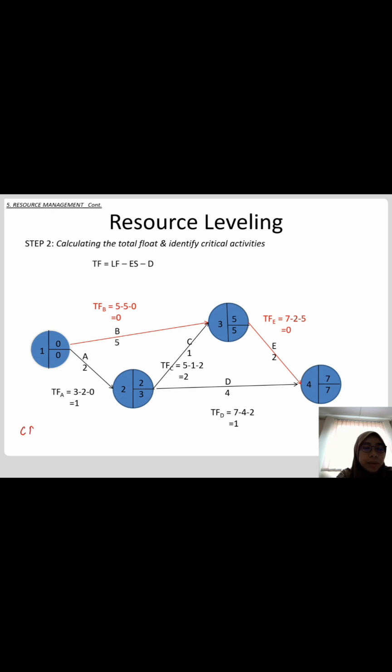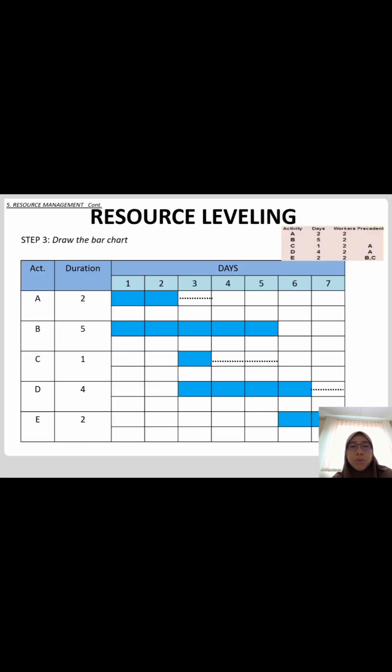Critical path activity is BE, and the total duration of the project is 7 days. So next step, what you need to do is to do a bar chart.